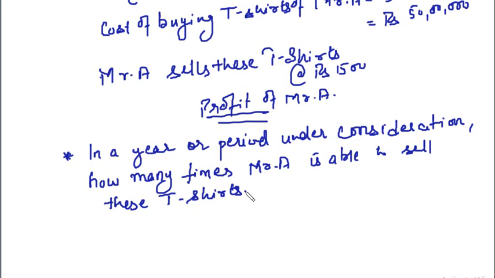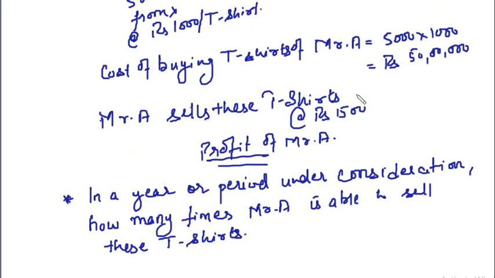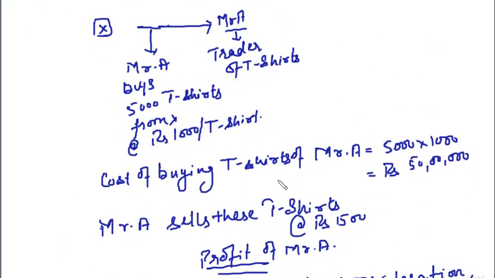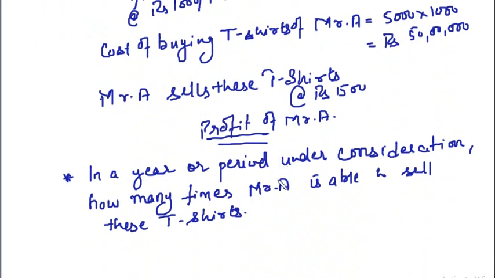What does it mean? These t-shirts are the inventory of Mr. A, isn't it? Mr. A is a trader. He is buying the t-shirts from X. We'll call these t-shirts the inventory of Mr. A. So the first relevant thing under the inventory turnover ratio is how many times Mr. A is able to convert its inventory into sales.